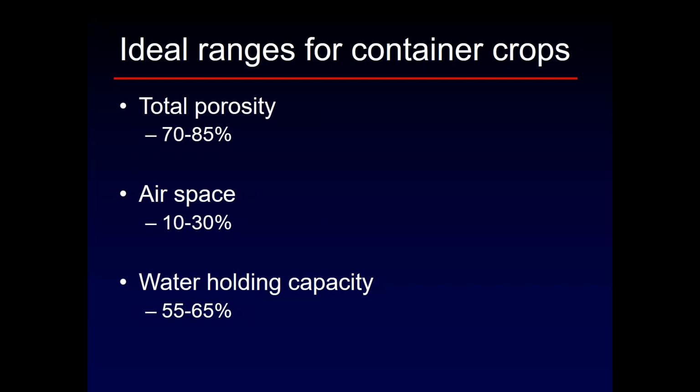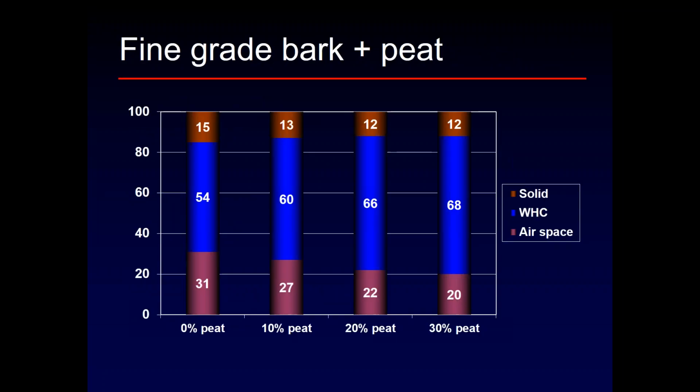Now, the ideal ranges for nursery or container crops for total porosity is 70 to 85%. Airspace would be 10 to 30%, and the water holding capacity, or the container capacity, should be somewhere between 55 and 65%. The container capacity and the airspace are very closely related.